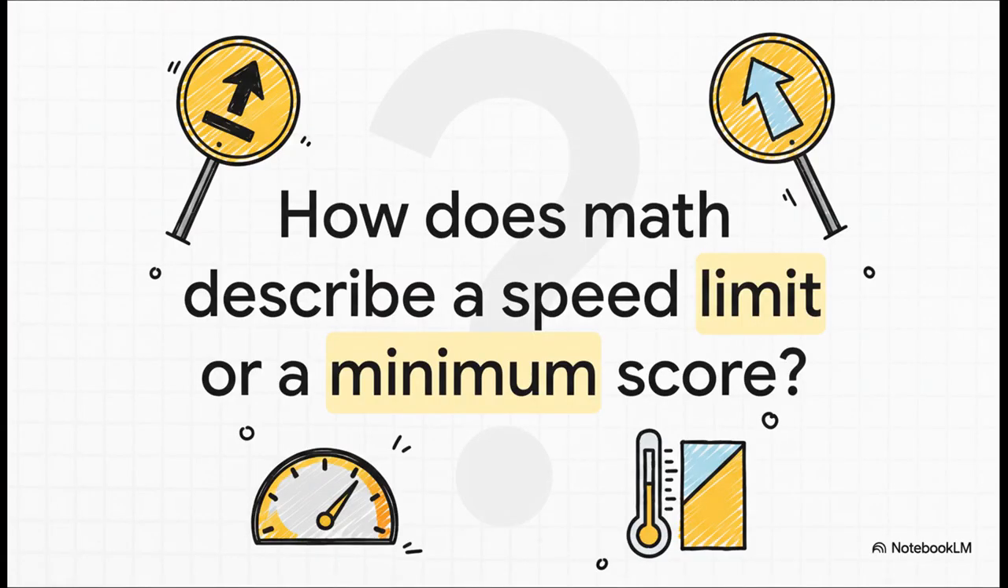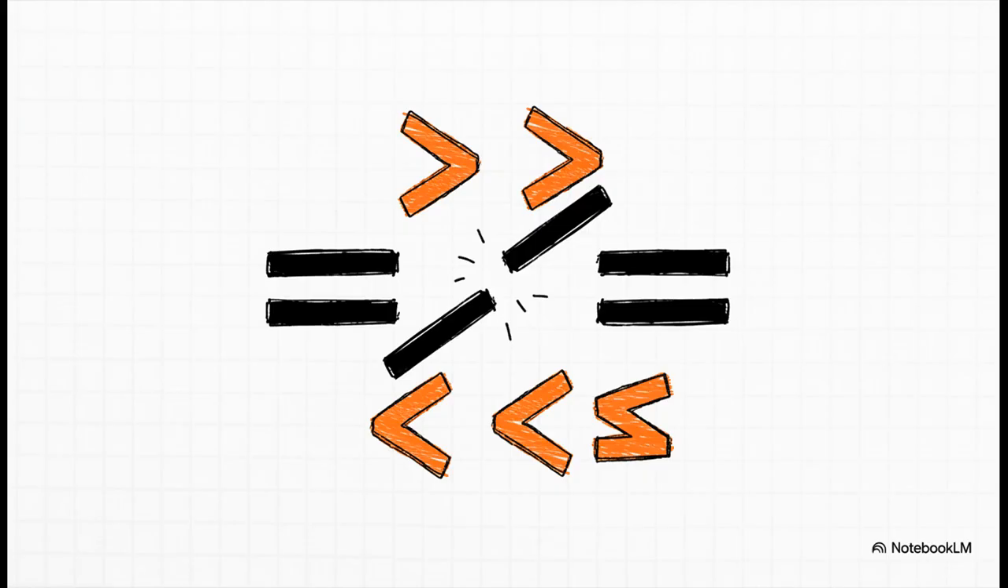When you see a sign that says speed limit 55, it's not saying you have to drive exactly 55. Come on, that'd be impossible. It means your speed has to be less than or equal to that number. Or, when you need a 75 to pass a class, that's not the only score that works. It's just the starting point, the minimum. Any score from 75 all the way up to 100 is totally fine. And to capture all these ideas, math has to go beyond the simple equals sign. It introduces this whole new set of symbols to express relationships like greater than, less than, or at most. This right here is the fundamental language of inequalities.